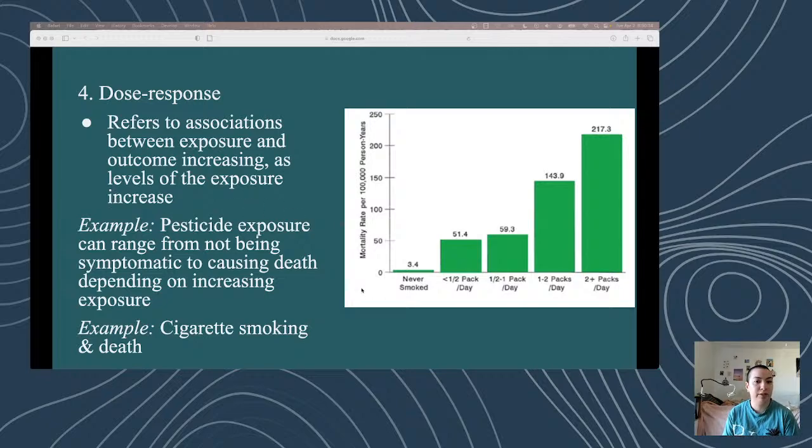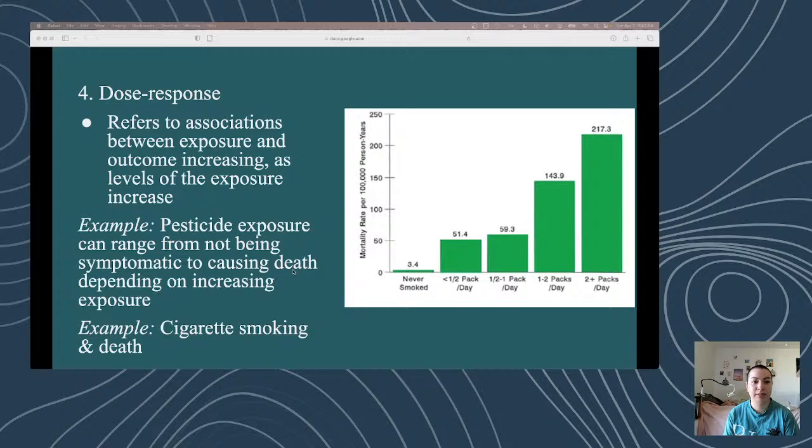So this is smoking and mortality. For someone who's never smoked, mortality rate is low. But as people smoke a half pack a day, 1 pack a day, 1 to 2 packs a day, 2+ packs a day, their mortality risk increases. And it's not just either they're a never smoker or ever smoker. We see as the dose of smoking goes up, the response in mortality goes up. That's dose response, okay?